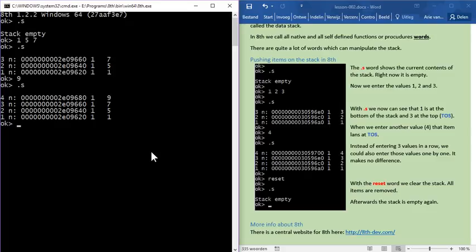So is there also a way to clear the stack? Yes, it is. You would just enter the word reset and enter. And when you now show the stack, it is empty.